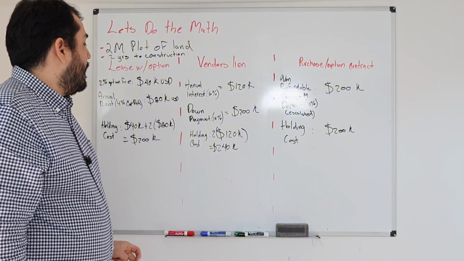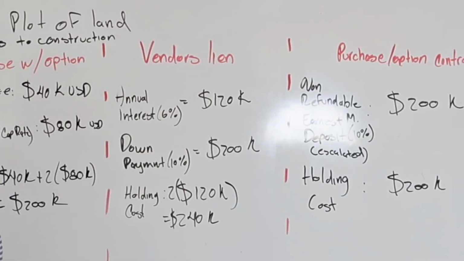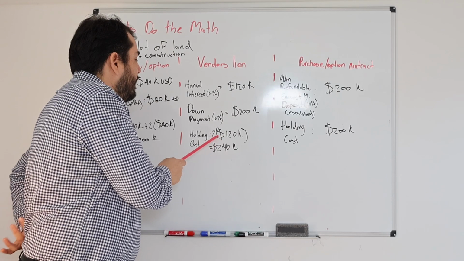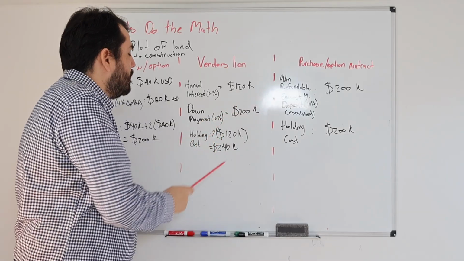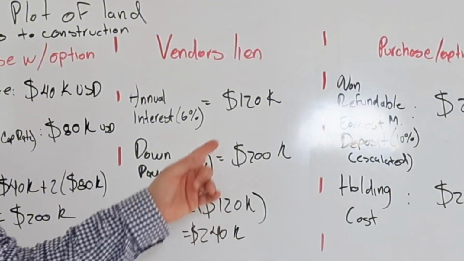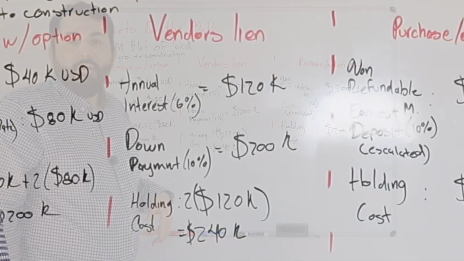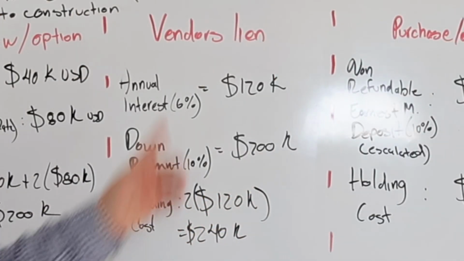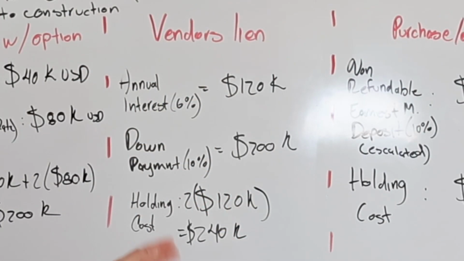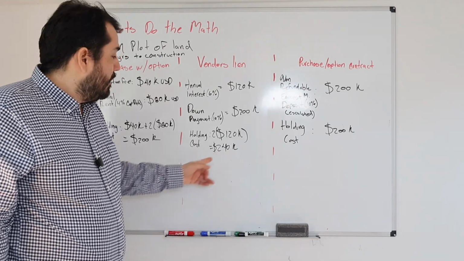Okay, so how much will be the holding cost? I'm only considering the interest here, because we are paying 2 years of interest, $120K each, so we are paying $240K. But we also have to consider the opportunity cost of the down payment, because we can invest this $200K and maybe get 6%, or let's say 4% a year, and that will be an opportunity cost that we can add to this number.